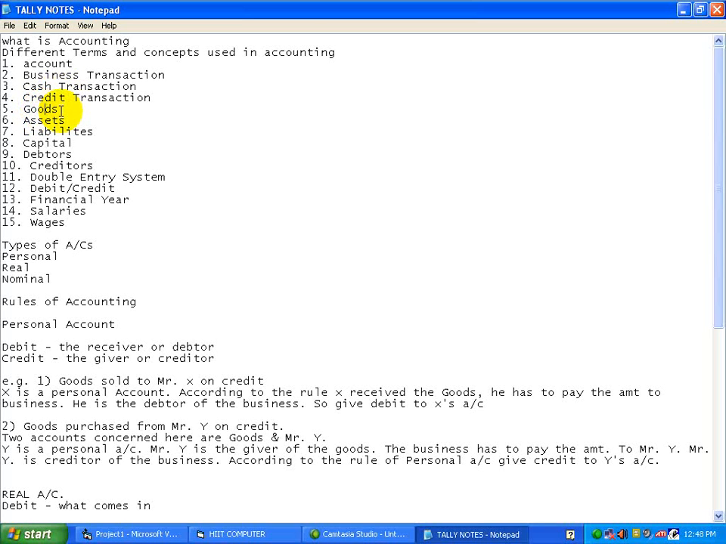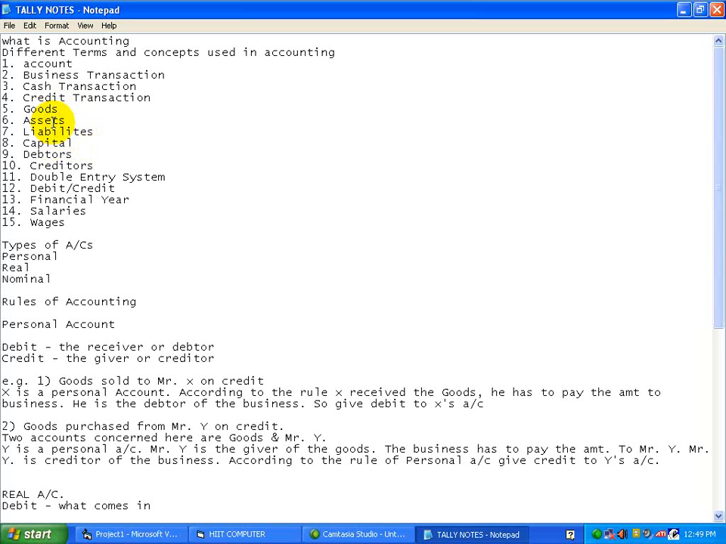Next, goods. The term goods means articles, commodities, things that are regularly sold and purchased in the business. The business and its profit or loss mainly depends upon the sale and purchase of goods.